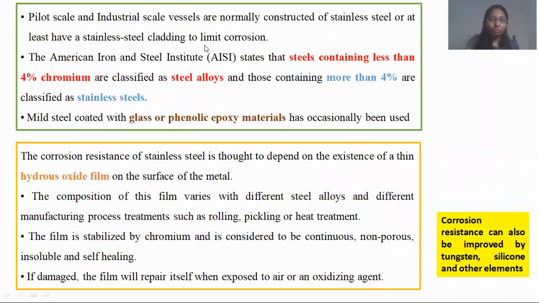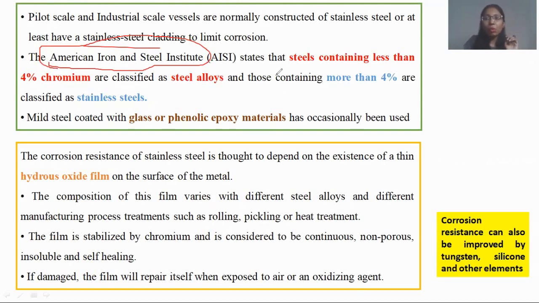Now here the main thing is they are normally constructed of stainless steel, as we have seen, but there is the American Iron and Steel Institute which regulates what type of material this type of vessel should contain. Remember, if you are going for highly acidic products such as vinegar production or citric acid production, where the pH is very low, the material used will be different as compared to products that are neutral in pH.